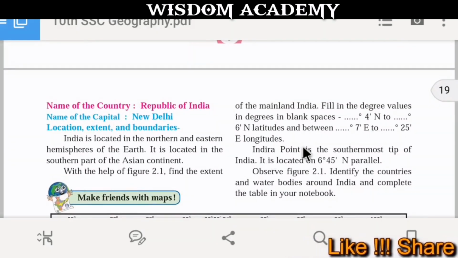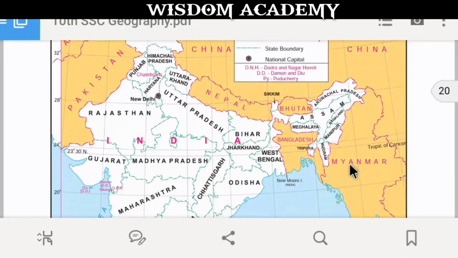सो इंदिरा पॉइंट इज द सदर्न मोस्ट टिप ऑफ इंडिया. इट इज लोकेटेड इन 6 डिग्रीज 45 मिनट्स नॉर्थ लैटिट्यूड. सो हियर इज इंदिरा पॉइंट.